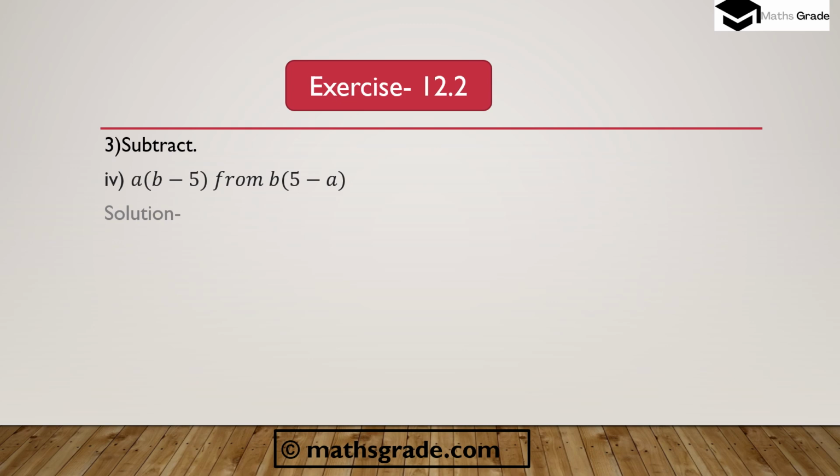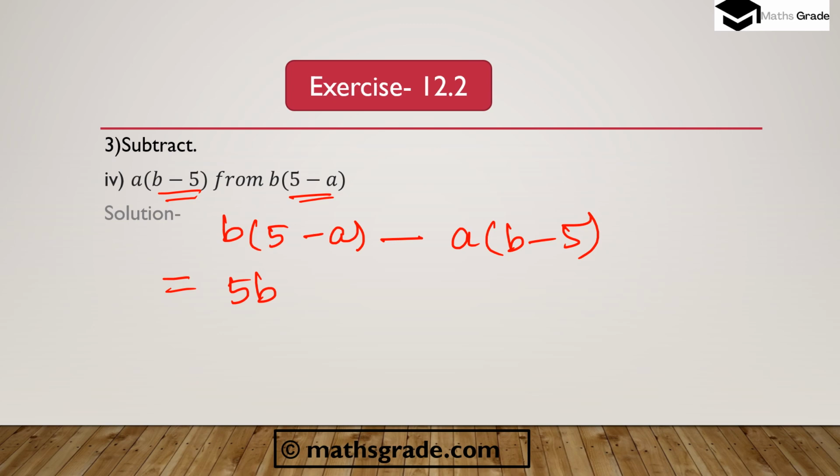Now question number 3, fourth part. Subtract a multiplied with b minus 5 from b multiplied with 5 minus a. So b multiplied with 5 minus a, minus a multiplied with b minus 5. Now b multiplied with 5 is 5b. And b multiplied with a is ab, minus ab, minus multiplied with plus is minus. Minus a multiplied with b is minus ab, and minus multiplied with minus is plus, a multiplied with 5 is 5a.